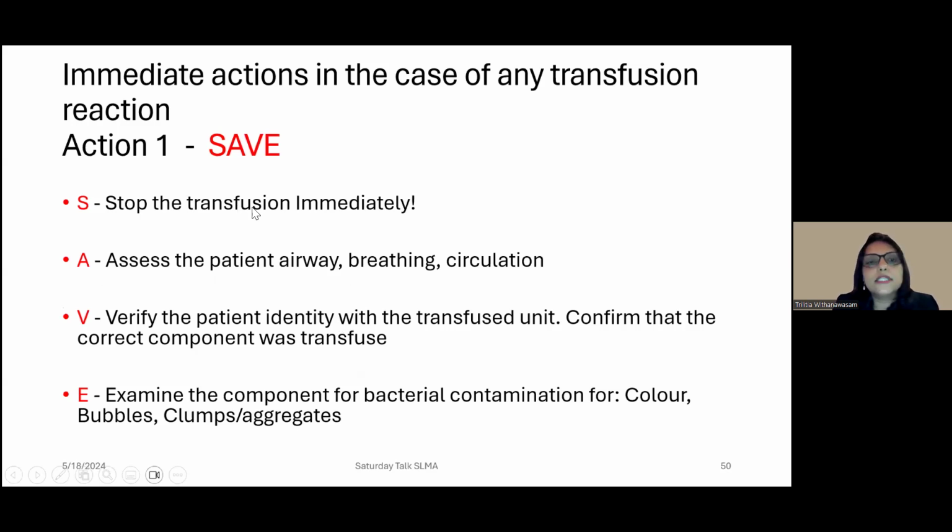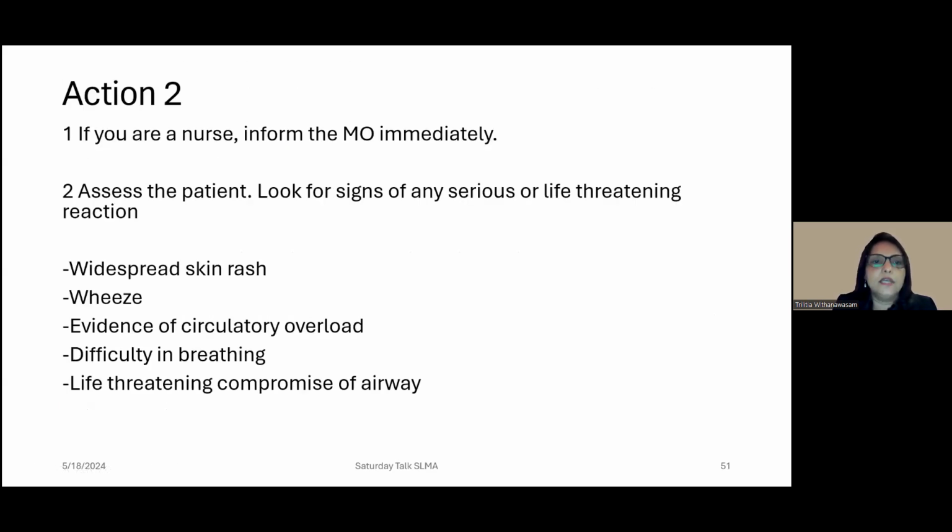So then the list of transfusion reactions, the things I have explained, that's the immediate action in case of any transfusion reaction. I just give a summary. Action 1: stop the transfusion immediately, assess the patient's airway, breathing and circulation, verify the patient identity with the transfused unit, confirm that the correct component was transfused, and examine the component for bacterial contamination, like color, clumps, aggregates present in the pack.